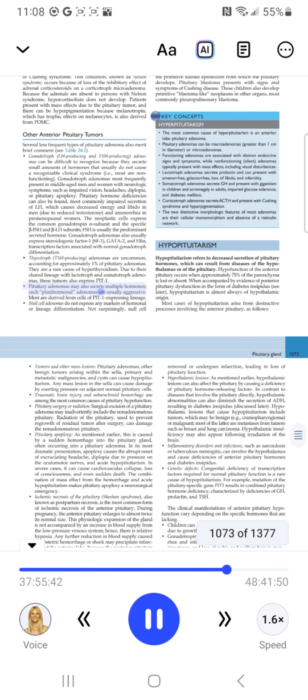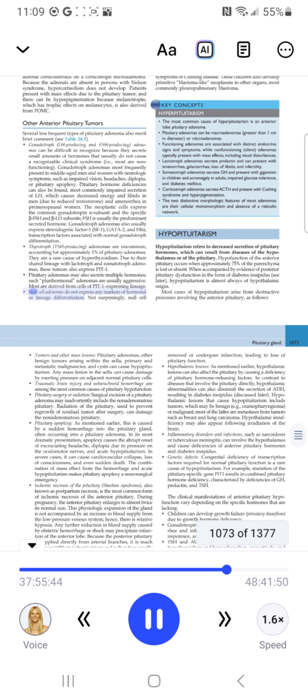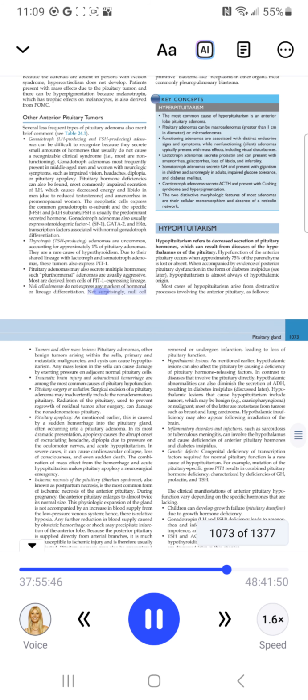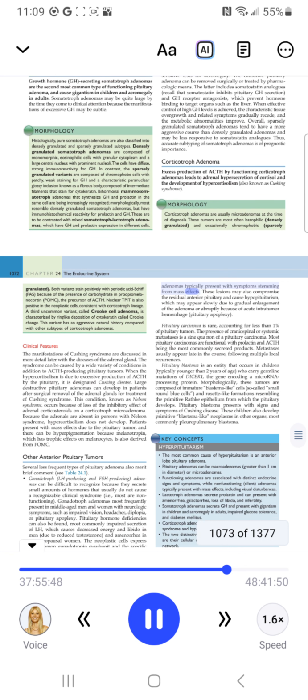Such plurihormonal adenomas are usually aggressive. Most are derived from cells of PIT1 expressing lineage. Null cell adenomas do not express any markers of hormonal or lineage differentiation. Not surprisingly, null cell adenomas typically present with symptoms stemming from mass effects.